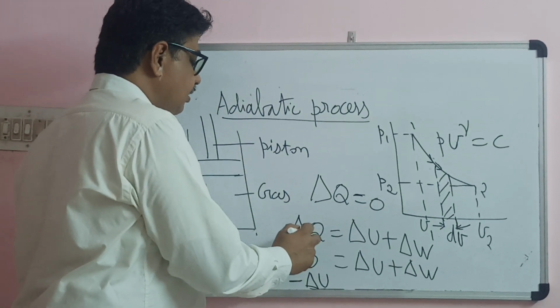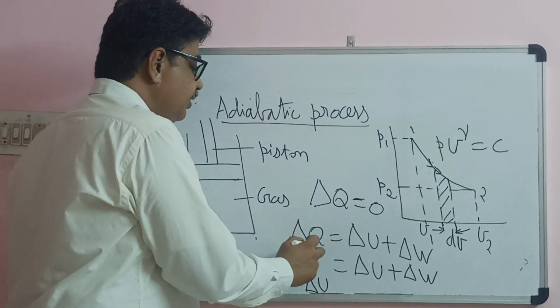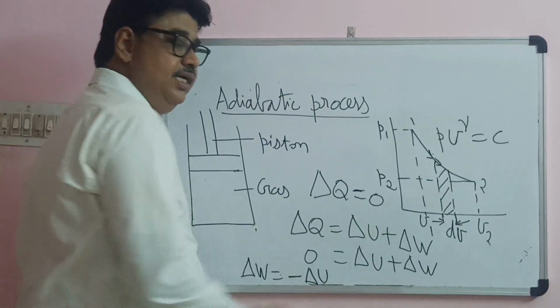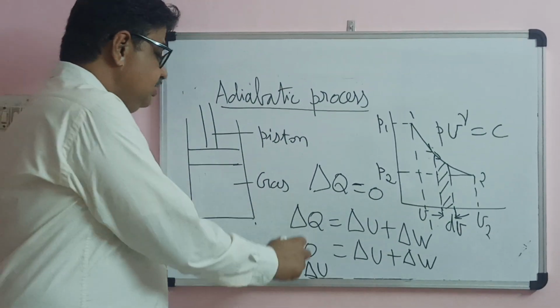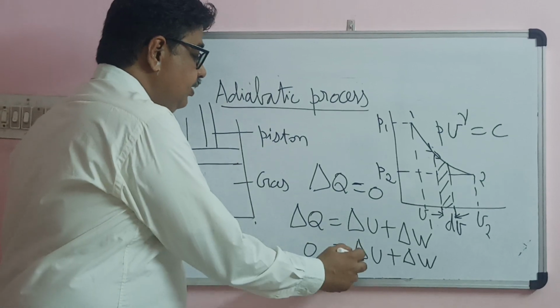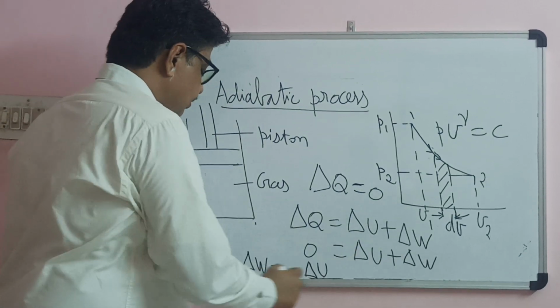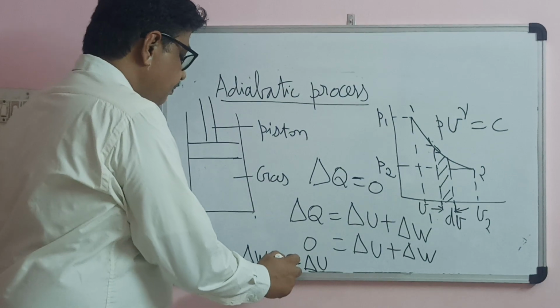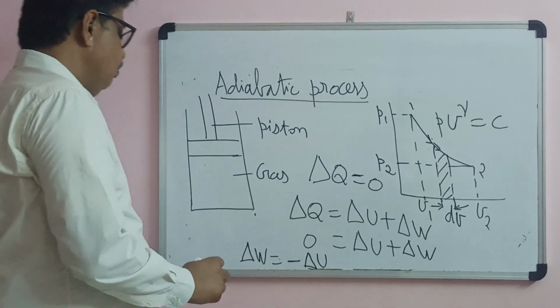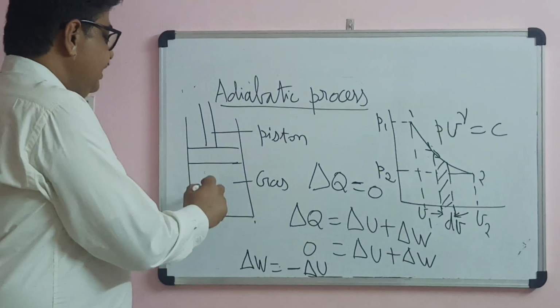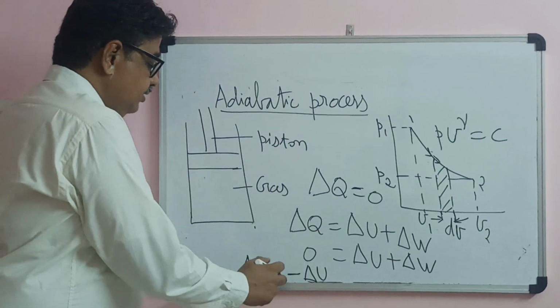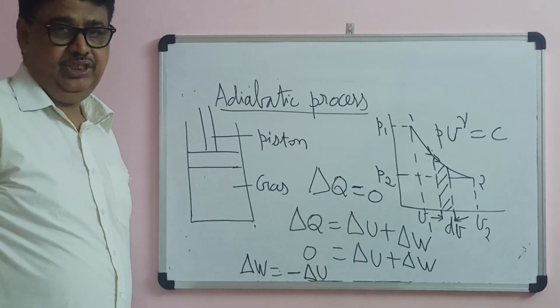We know that according to first law of thermodynamics, delta Q is equal to delta U plus delta W. Delta Q is 0, therefore 0 is equal to delta U plus delta W. Therefore delta W is equal to minus delta U. Therefore work done by the gas is equal to decrease in internal energy.